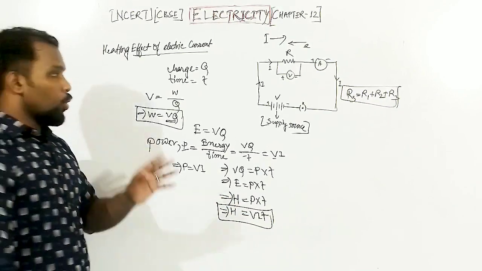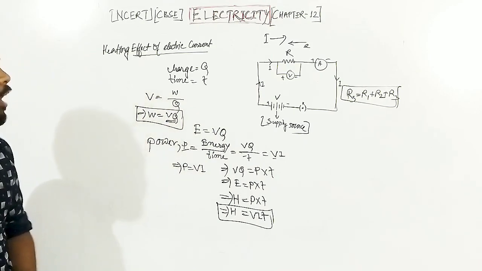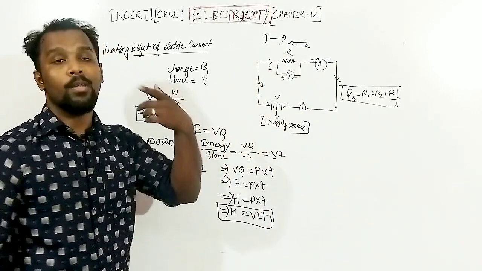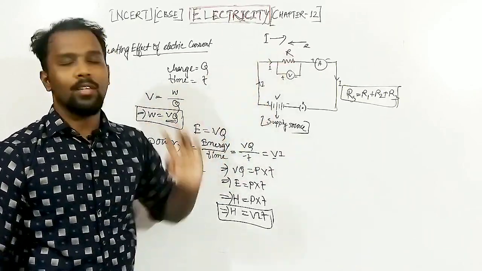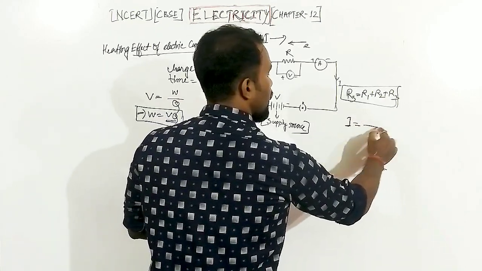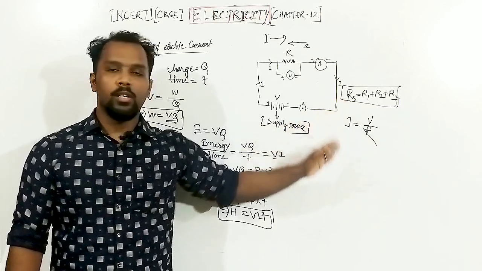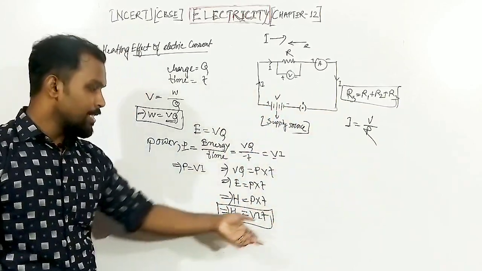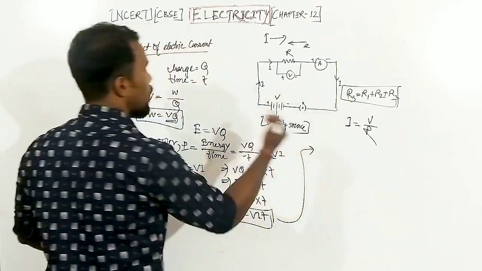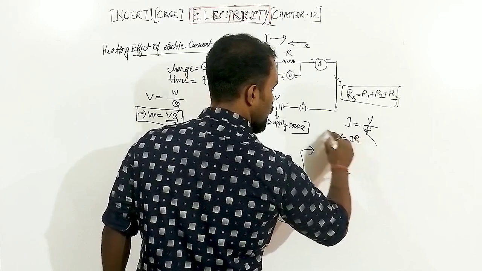But if you know the potential difference present in the circuit and the resistance present in the circuit, then from the value of the potential difference and the resistance, you can calculate the current I. That means I equals V by R. If you know the value of I, you can arrange this relation in a different way. From Ohm's law, we know V equals IR.